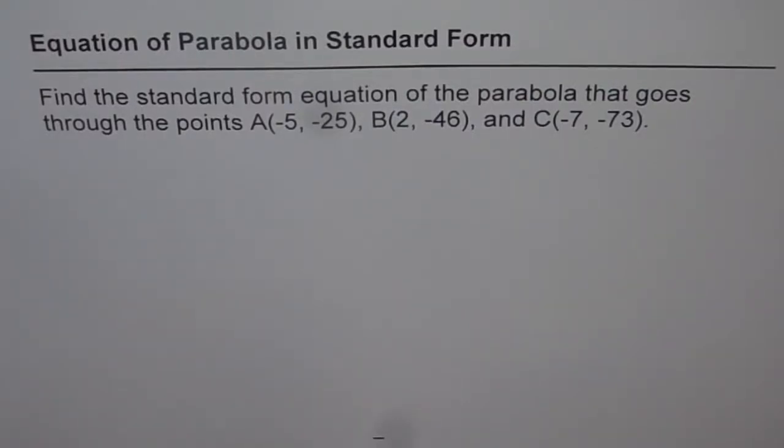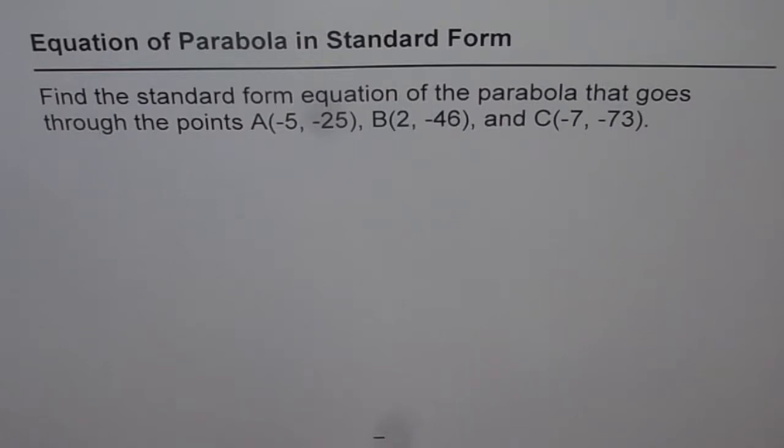Let's find the equation of a parabola in standard form. The question is: find the standard form equation of the parabola that goes through the points A (-5, -25), B (2, -46), and C (-7, -73). I'd like you to copy the question, pause the video, and complete your solution, and then look into my suggestion, since we have already done a couple of questions like this.